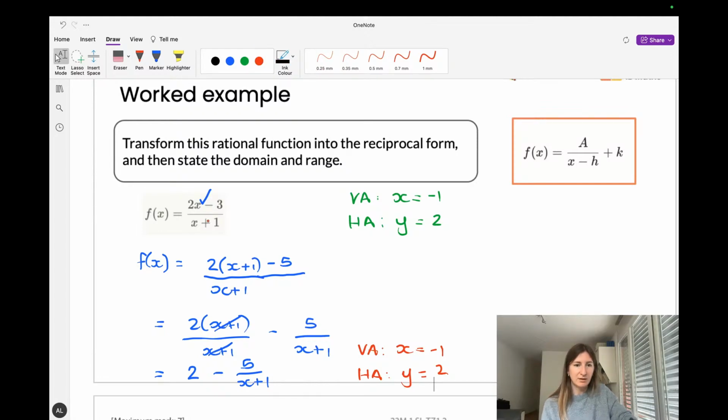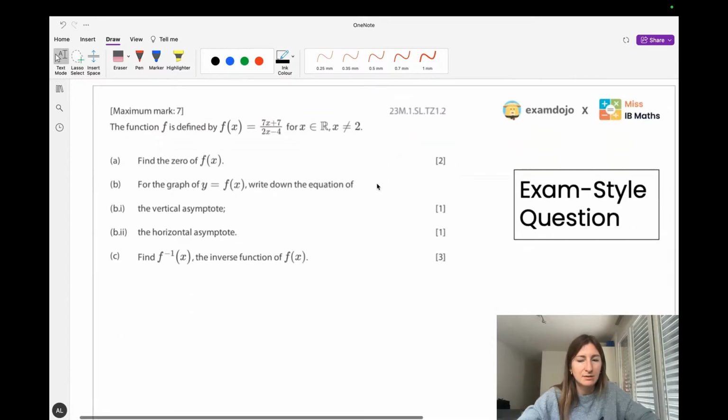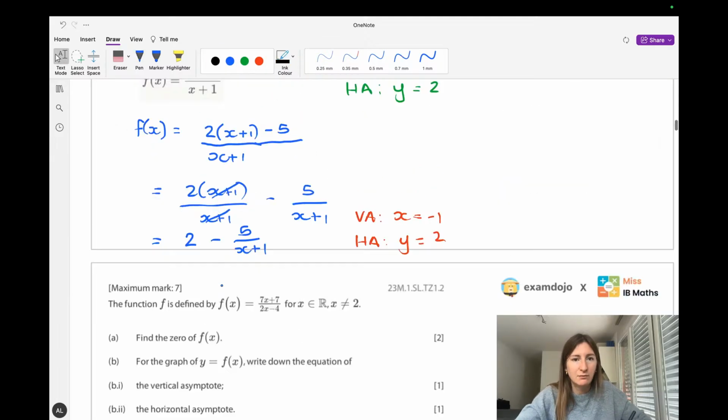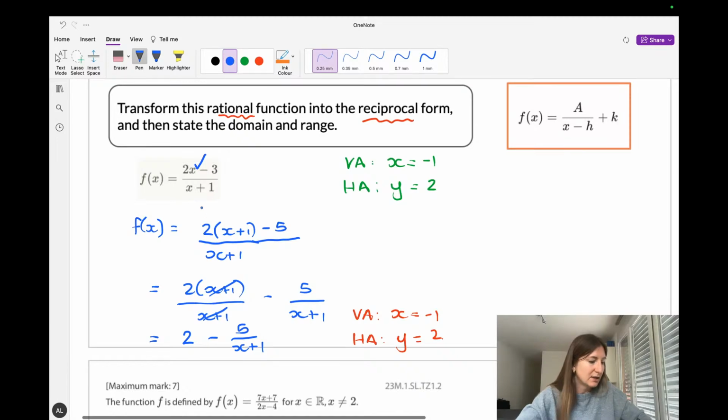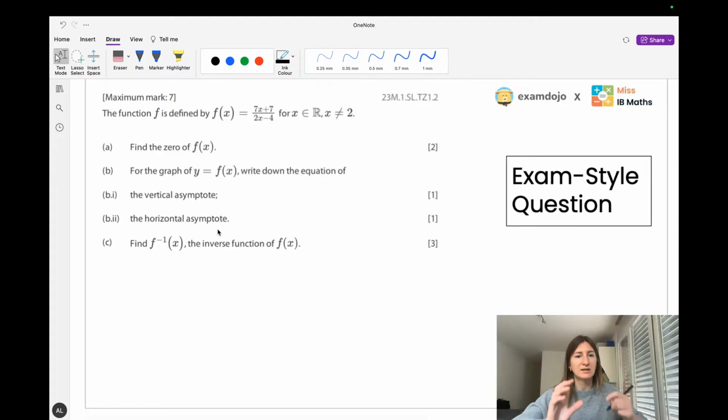So that's just a little method for how we can turn any function like this into a function like this. We call that going from the rational form to the reciprocal form. So you can turn any rational function into a reciprocal function. Okay, let's do some exam style questions. There is another one of these later, just in case that didn't make sense and you want to see that happening again. There is one coming up later in an exam question.